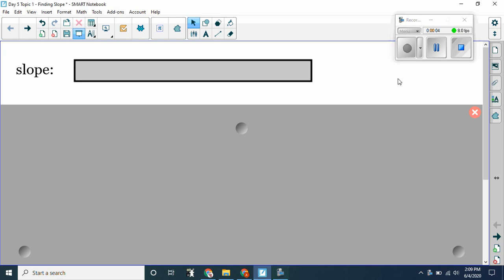Today's day 5. Primarily what we'll be talking about today is slope, what it is, how to find it, whether you're given a graph or given 2 points. And then we'll take a look at graphing some lines using their slope as well.